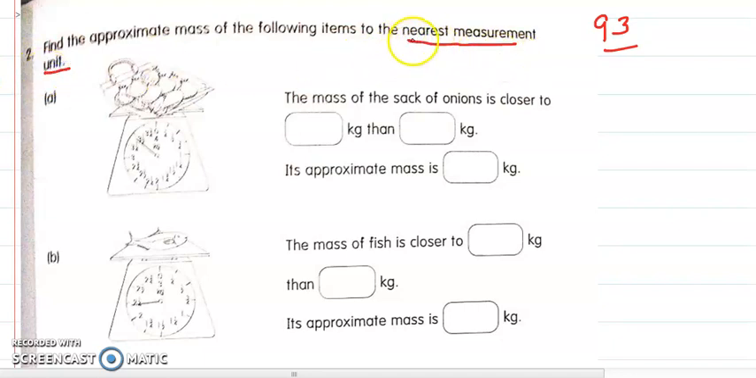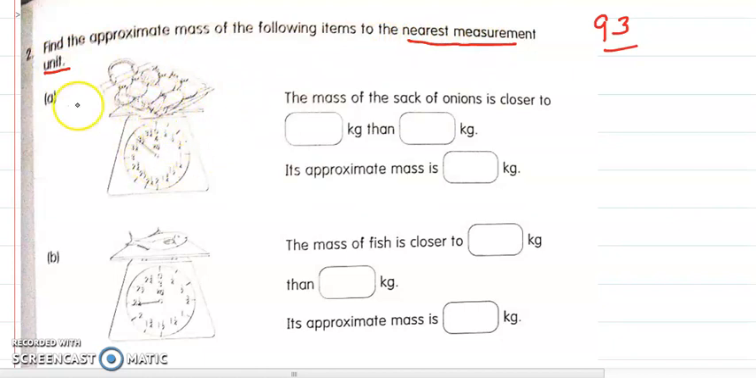If the statement is saying to the nearest measurement unit, then you can write the values in halves, quarters or 3/4. But if it says to the nearest kilogram, as we did in the last two lessons, then you must write whole numbers like 0, 1, 2 and 3 only. Then you cannot write quarters, halves or 3/4. But here we can write them because we are rounding to the nearest measurement unit.